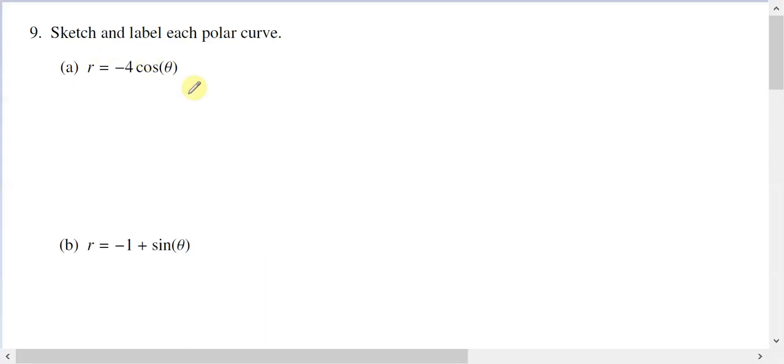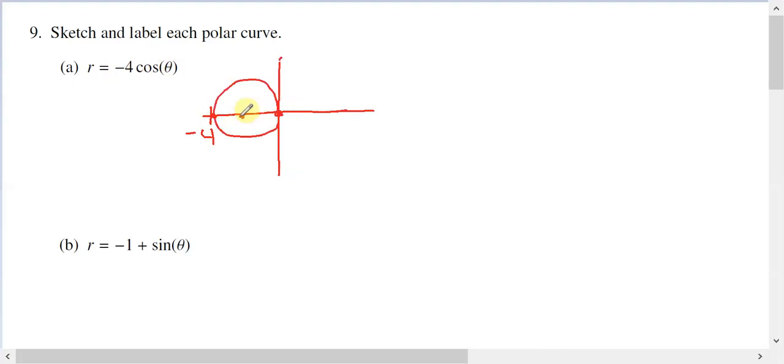Number 9 asks us to sketch a few polar curves. And this first one, just based on its form, we know this is a circle that passes through x equal -4 and the origin. And I know it's x because it's cosine. And cosine polar curves tend to be situated along the x-axis. So it's going to pass through -4 and the origin. So it would be a circle, something like that.